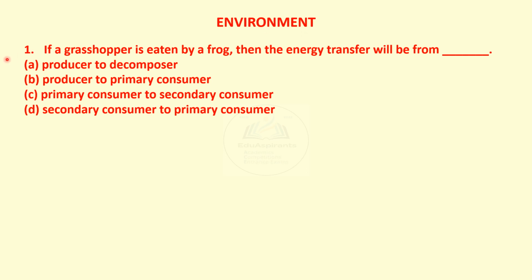environment. 1. If a grasshopper is eaten by a frog, then the energy transfer will be from producer to decomposer, producer to primary consumer to secondary consumer, or secondary consumer to primary consumer. Mark your choice. Let us see if you have marked it correct. It is C, primary consumer to secondary consumer.